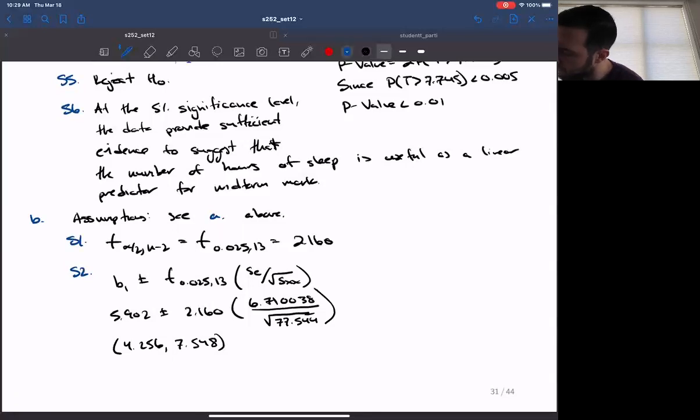Now there's a few things that we can take away from this interval. First, you can see that the interval does not contain 0. So because the interval does not contain 0, that implies that we are 95% confident that beta 1 is a value different from 0, which means that, again, we have evidence that the number of hours of sleep is useful as a linear predictor for midterm mark.